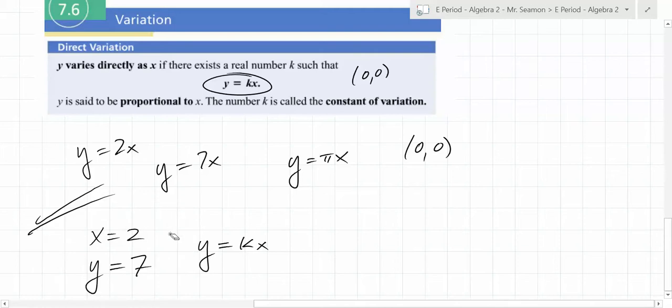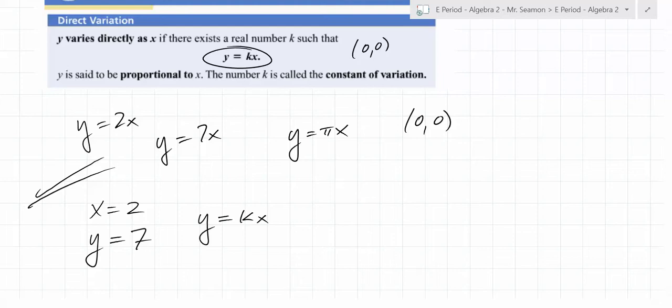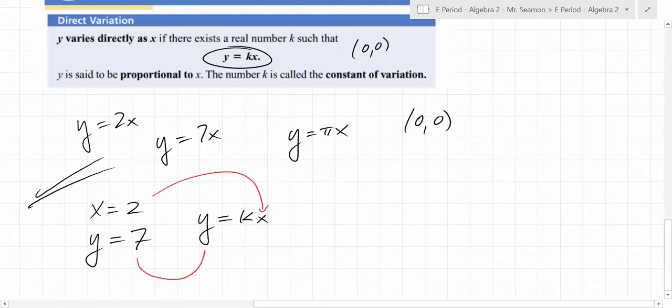You just made that up, okay? So what do we need to find? What are we interested in finding? So what do we plug in? We take x and we plug it in for x. And we take y and we plug it in for y. So what does that allow us to get? 7 is equal to k times what? 2. So what does k equal, Mar?